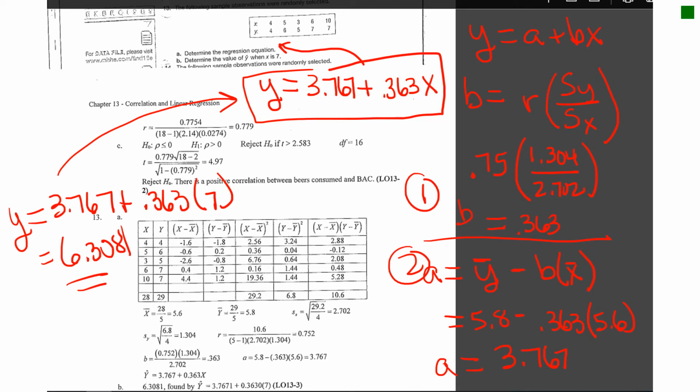But the basic idea behind this, going back to illustration example number 1, is that to get this linear equation, you still have to go through the same setup that you did to get your correlation coefficient. You basically have to go through the same steps.